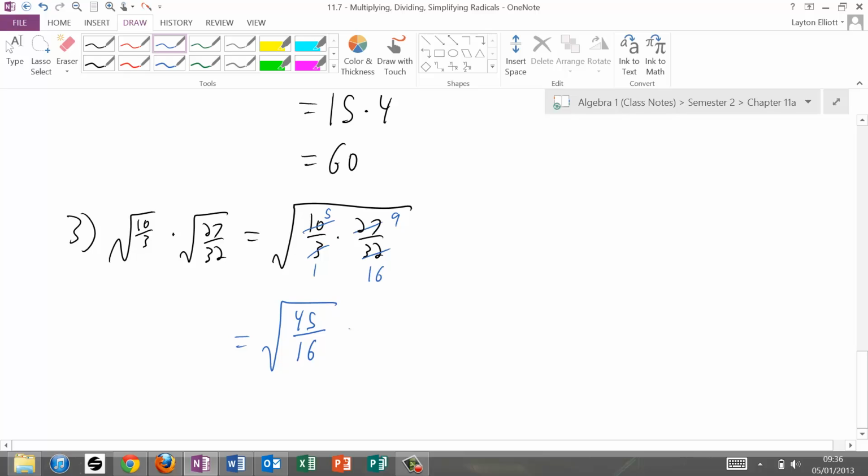Now I can separate this into different radicals, radical 45 and radical 16. Radical 16 is 4. The square root of 45 I can think of as the square root of 9 times 5. The square root of 9 is 3, leaving behind 3 radical 5 over 4.